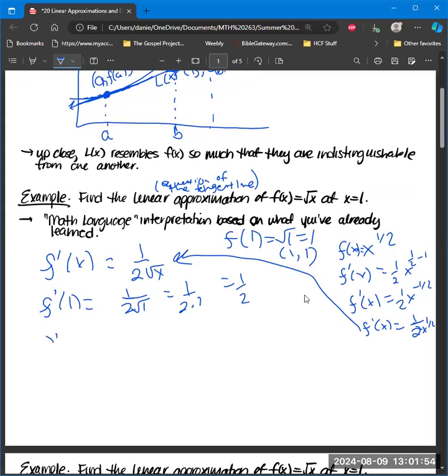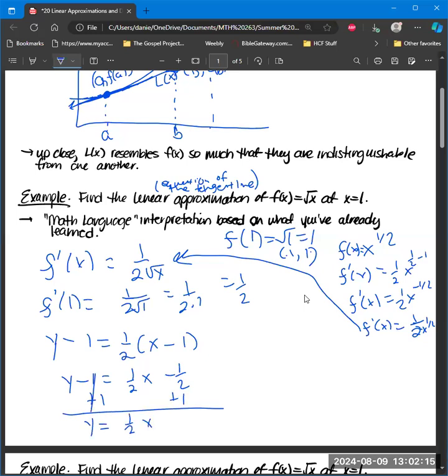So I have y minus y1 is equal to m times x minus x1. Y minus 1 equals 1/2 x minus 1/2. Going to add 1 to both sides, and y equals 1/2 x plus 1/2. So my L of x here is equal to 1/2 x plus 1/2.